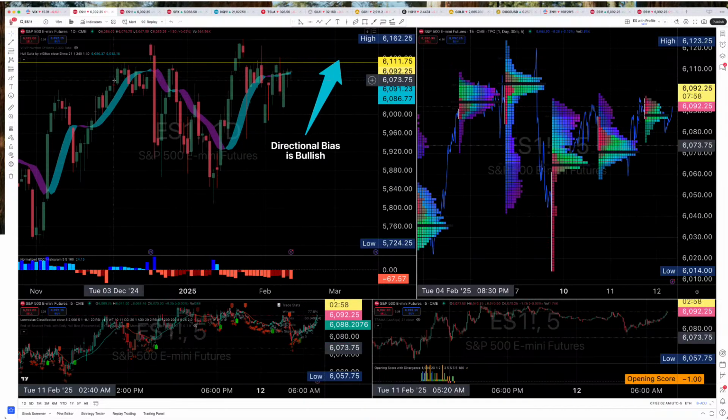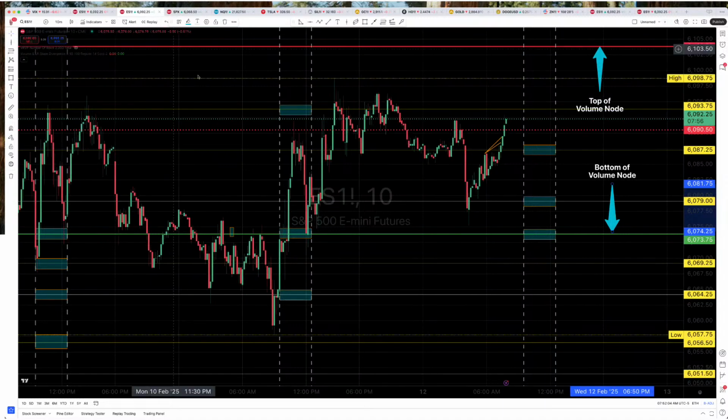Anyways, directional bias is bullish. Let's take a look at our... Wow, look, we're just starting to take off now. So we're right in the middle of a big volume node. And here's the top of the node, that red line, at 6103, and the bottom of the node at 6074. Pretty good range. Here are our structural lines inside the node.